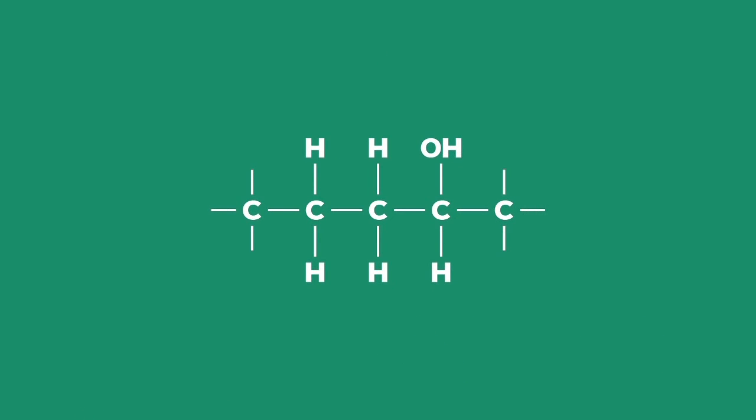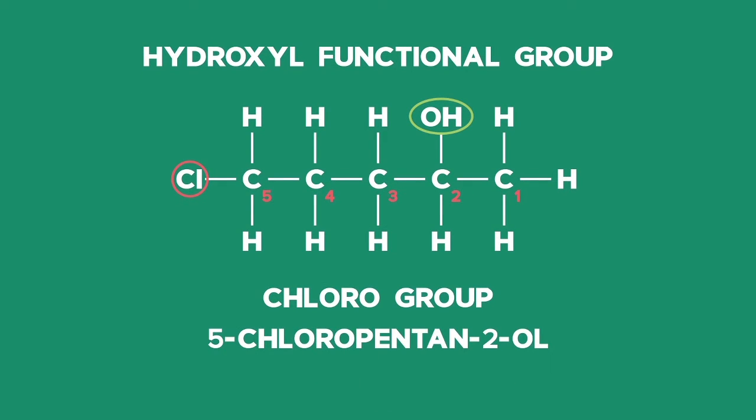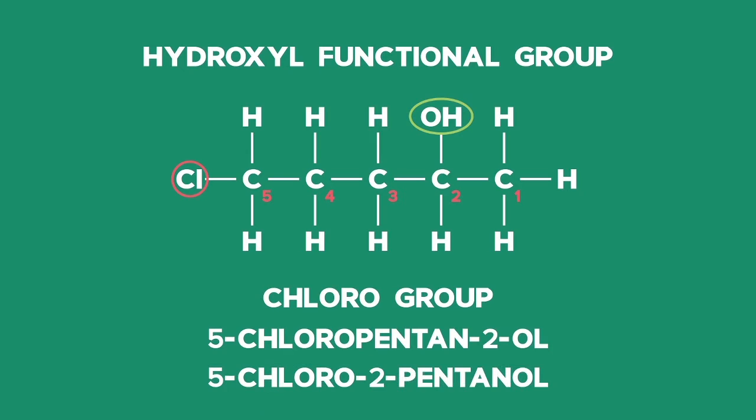If we look at this compound, we see that we have a hydroxyl functional group and a chloro group that both need positions allocated. In this case, the functional group with oxygen always takes preference over the substituents. The hydroxyl group is closer to the right-hand side of the molecule, and so we start numbering from the right. We see that the hydroxyl is allocated position 2, and the chloro group is allocated position 5. The name of the compound is 5-chloropentane-2-ol, or 5-chloro-2-pentanol.